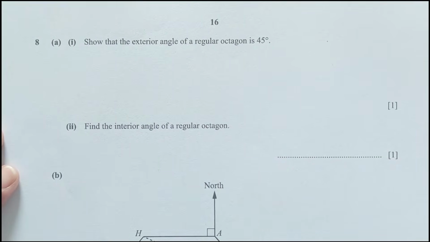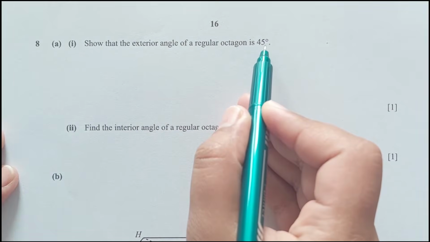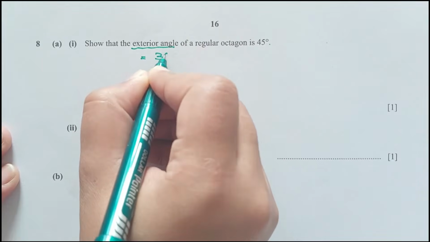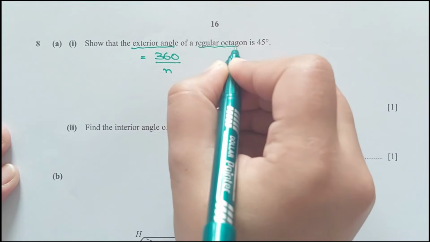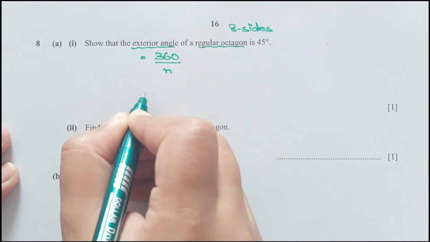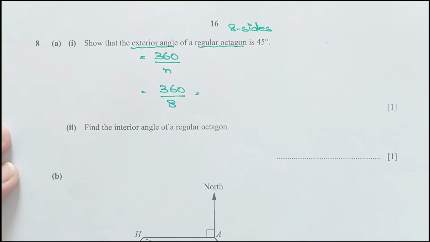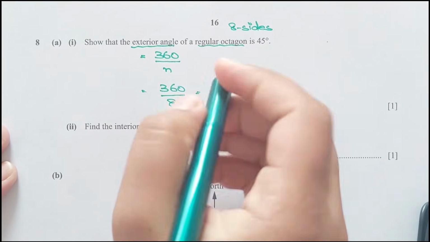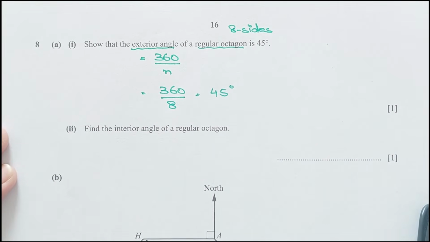Question number 8, part 1, A1. Show that the exterior angle of a regular octagon is 45. So the formula for exterior angle is 360 degrees divided by the number of sides, n. The regular octagon has 8 sides, right? So we have to do 360 degrees divided by 8, and 360 divided by 8 is 45 degrees. Yes, so the exterior angle of a regular octagon is 45.